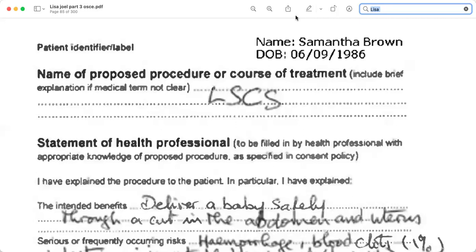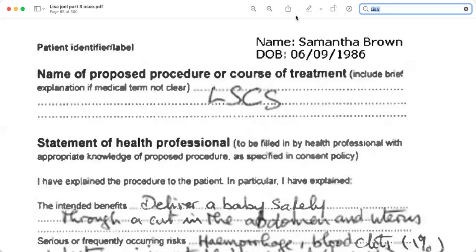Also, it would be better if we mention what is the indication. Like you earlier told me, the indication was the breech presentation. So we can write down she's a primary gravida, what is her gravidity, as well as what is the diagnosis for which the patient is undergoing the procedure. All right. Okay.